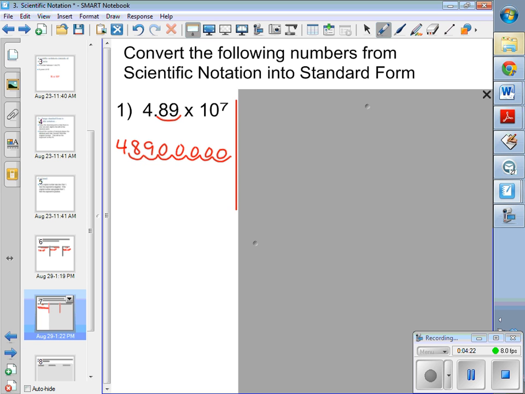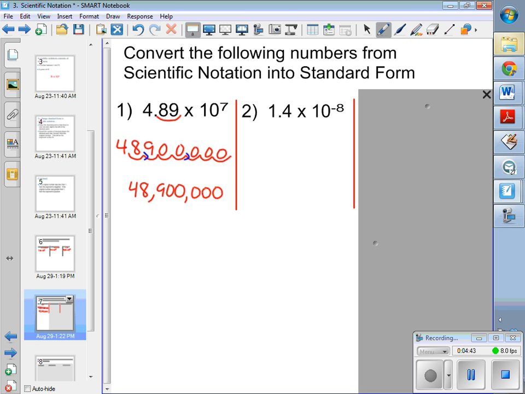So I don't know about you, I don't like all that stuff in there, so it might help to write it in another color, comma there, a comma there. So it's 48,900,000. Okay? All right, moving on.